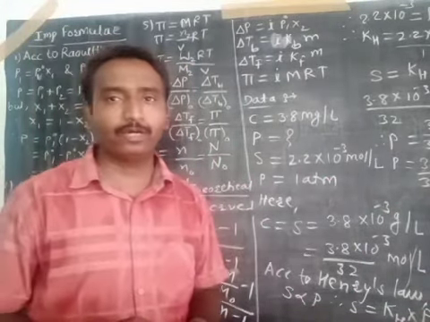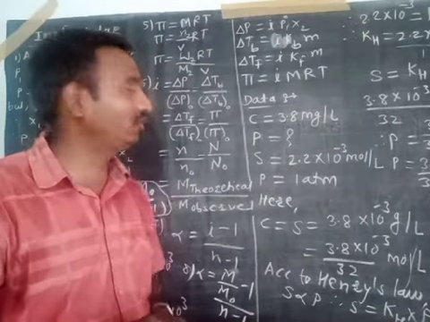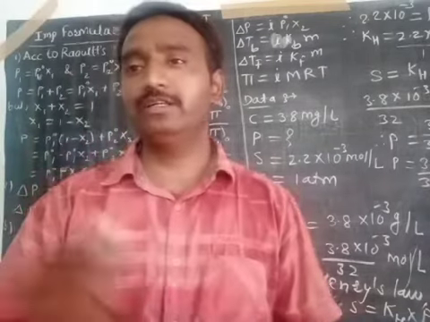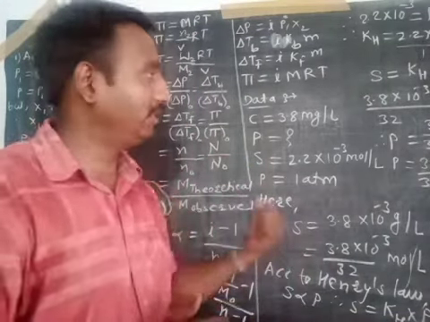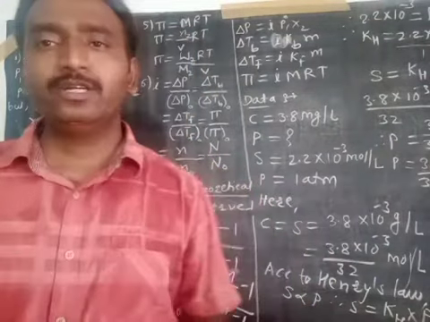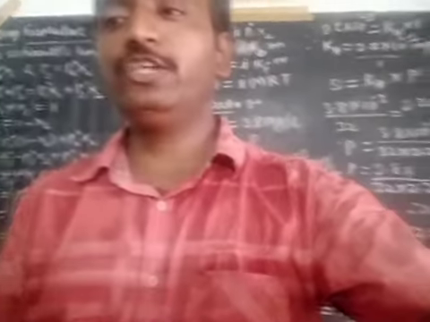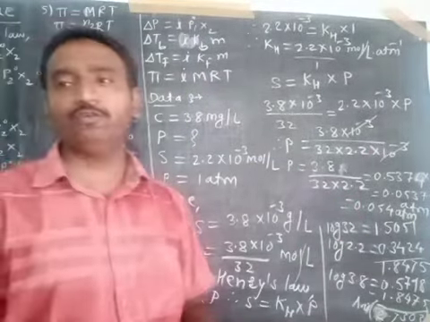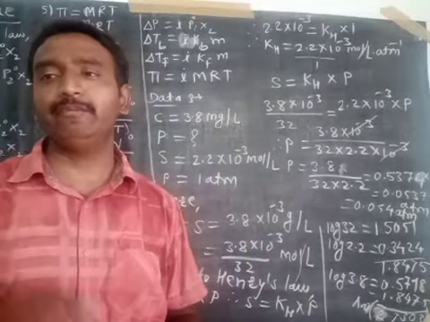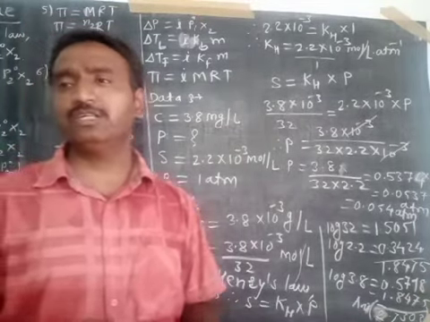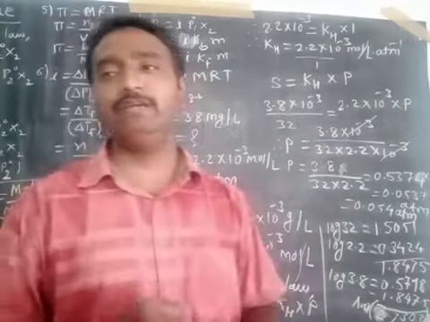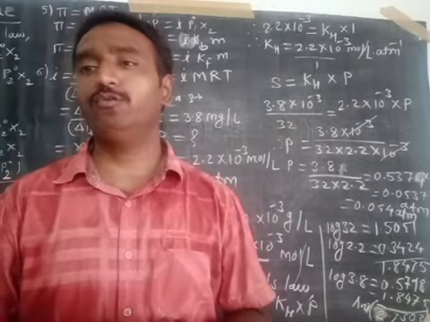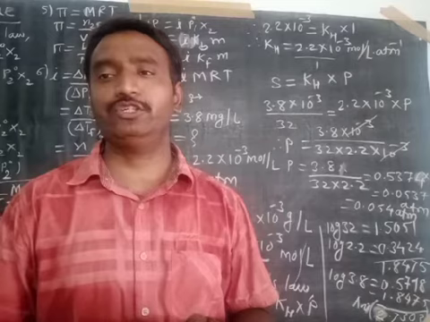So now we are going towards the solution of the first numerical, which is given in your exercise. I will read the numerical first and then explain the solution. According to the numerical, fish generally needs O2 concentration in water of at least 3.8 milligram per liter. Fish needs O2 concentration in water of 3.8 milligram per liter for survival. What partial pressure of the O2 above the water is needed for the survival of the fish?